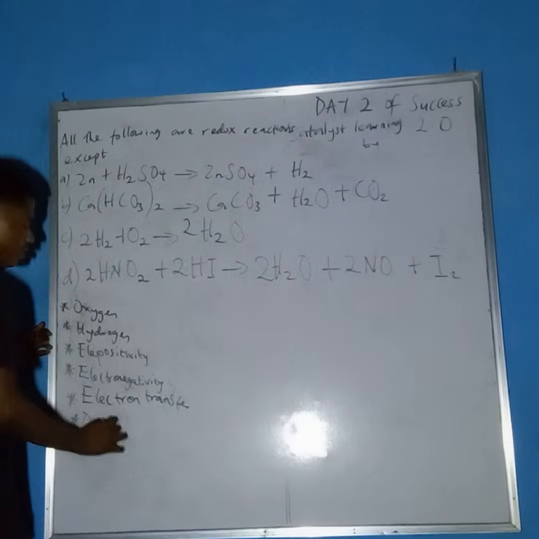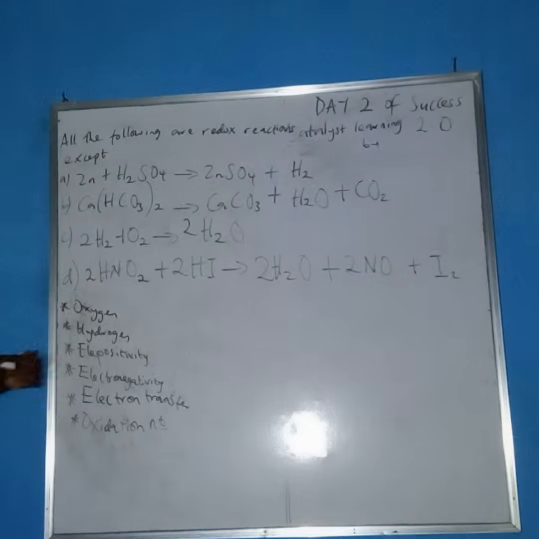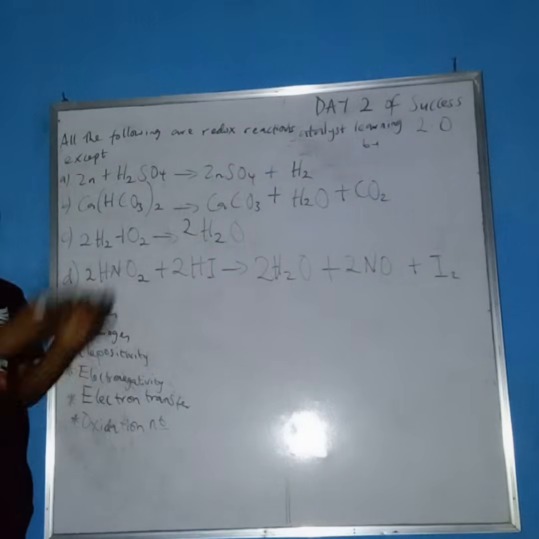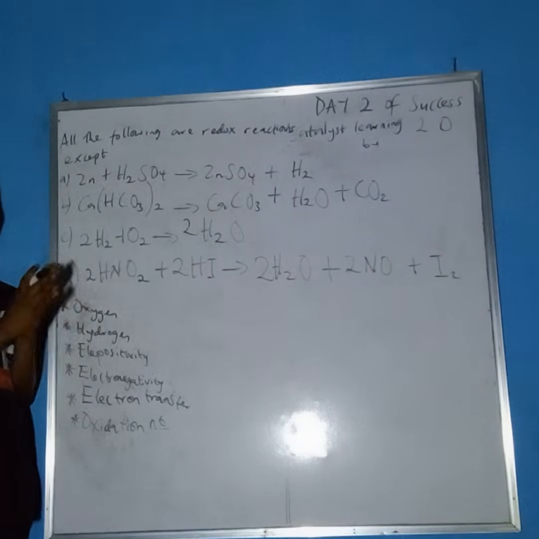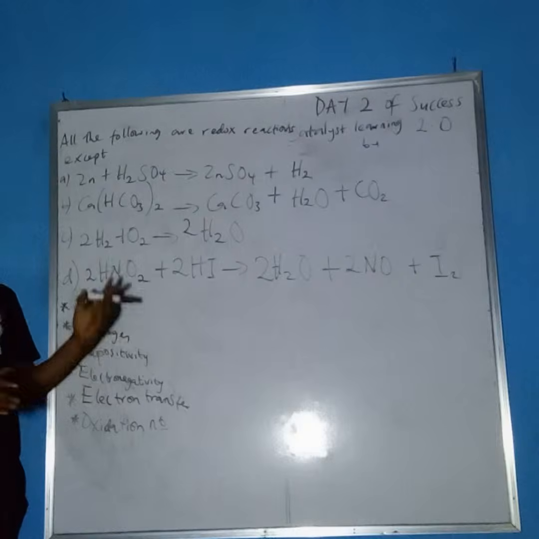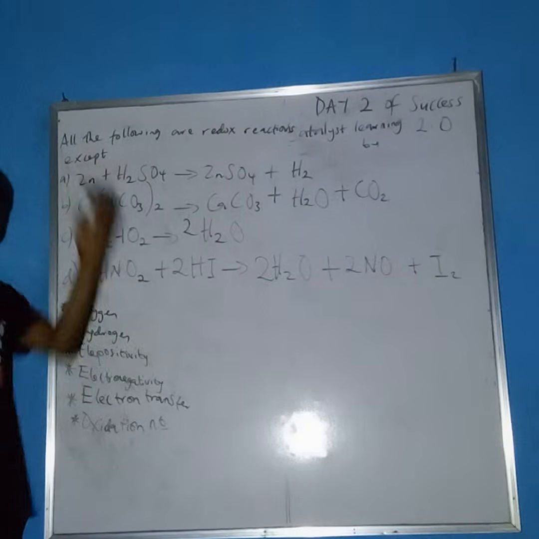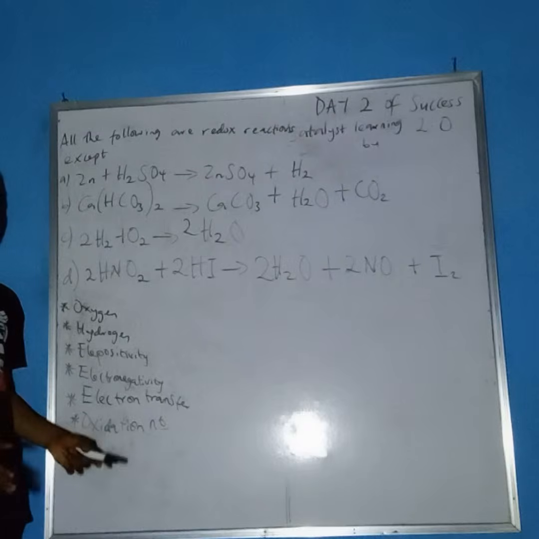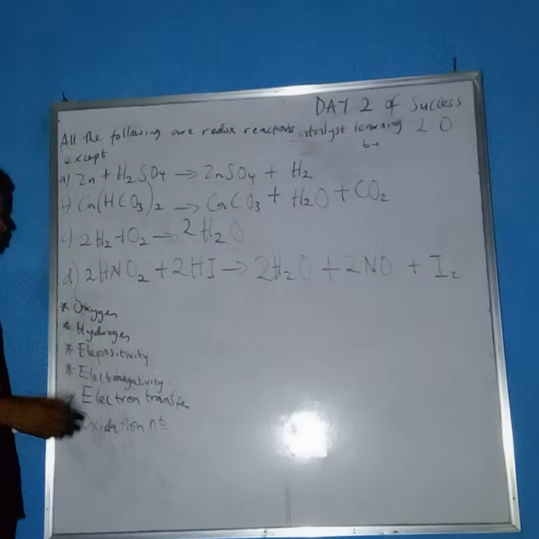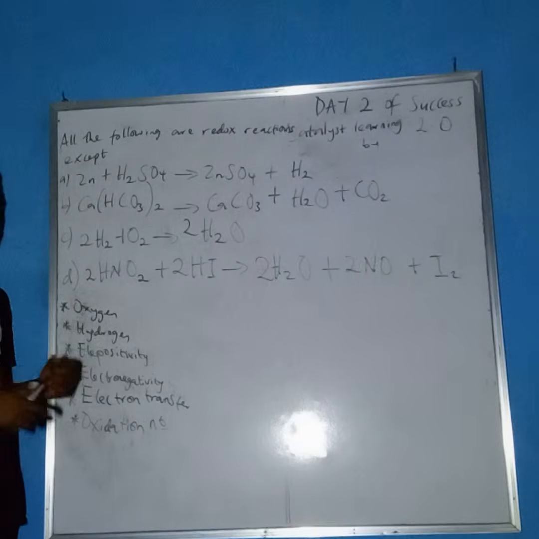I'll just briefly explain it shortly before we continue. Remember, redox is a combination of reduction and oxidation. Redox reaction is a type of reaction whereby reduction and oxidation occur simultaneously. As reduction is occurring, oxidation is also happening in the reaction. Now, in terms of oxygen, reduction is the removal of oxygen, while oxidation is the addition of oxygen.